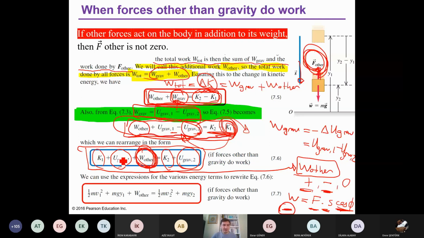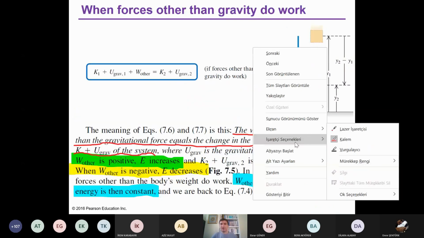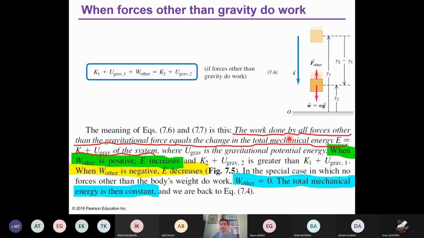So if you open this kinetic energy here, this is the initial kinetic energy, which is given with 1/2 m v1 squared. This is the initial gravitational potential energy, m g y1. And here we have W other. And here we have final kinetic energy. Here we have final gravitational potential energy. Any question? The work done by all forces other than the gravitational force equals the change in the total mechanical energy.